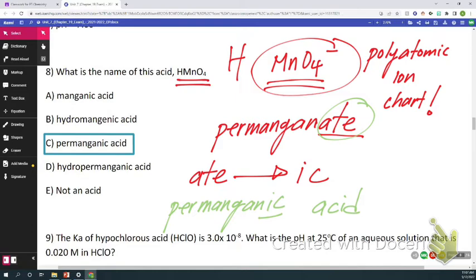Permanganic acid. Yes. When would you put the hydro? Is that when there's no oxygen? Very good question. Yeah, you would use hydro. So the question was, when do you use hydro? You're going to use hydro when there's no oxygen. For example, HCl, HBr, HF, HI, H2S.